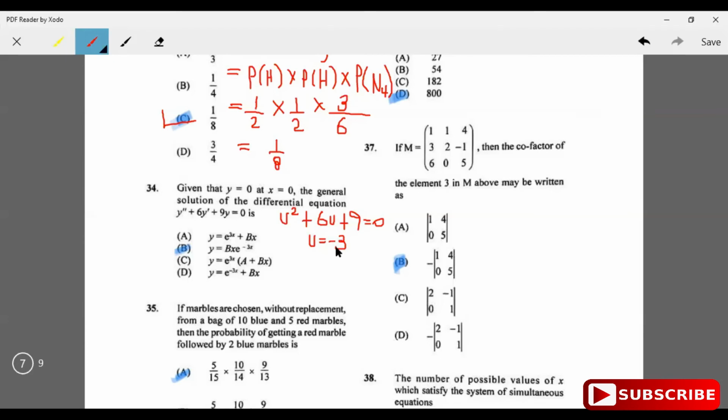Real and equal, yes. So when your roots are real and equal, then the general solution is y equals e to the minus ax, in this case e to the minus 3x, times (ax plus b). But this is not the final solution. They want the specific solution because they told us that at the point where x is 0, y is 0. So let's plug in x is 0 and y is 0.